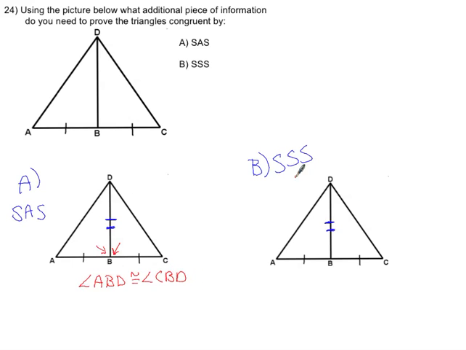All right, so B should be fairly simple. The side, side, side means I need to have a side, and of course the missing side. So this side here, triple ticks, is missing. This side here is missing. So you need to be told that AD is congruent to CD, those sides.